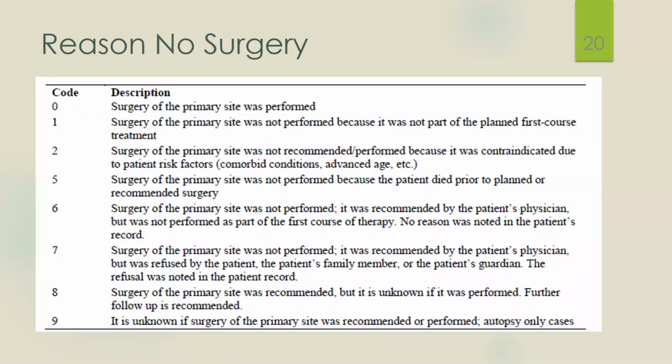Reason no surgery. There are some other reasons why a patient would not undergo surgery. Maybe surgery wasn't recommended, or it could be contraindicated based on some other risk factors or comorbid conditions, and you would code a 2 if surgery was not done for that reason. If a patient actually refuses surgery or a family member refuses surgery, you can use code 7 and be sure to text that information.